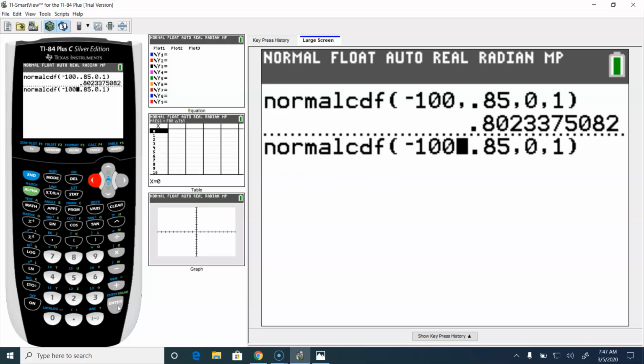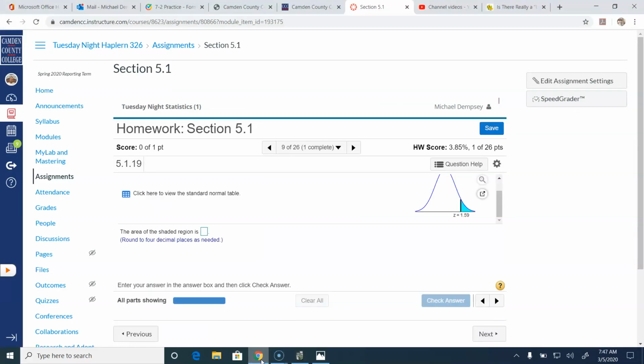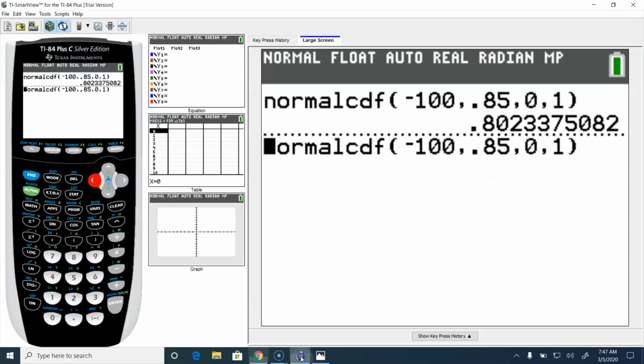Okay. So this time, when you look at that graph, you'll see that our lower limit now is 1.59. Okay, so I'm going to change this to 1.59.